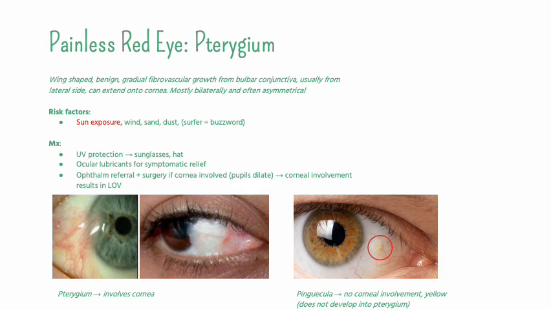There is a similar condition which looks like a pterygium, but it's called a pinguecula. I believe that's how you pronounce it. But essentially, there will not be any corneal involvement. The growth itself will be a yellowy kind of appearance. And it's important to remember that this does not develop into a pterygium, so they're completely separate conditions.